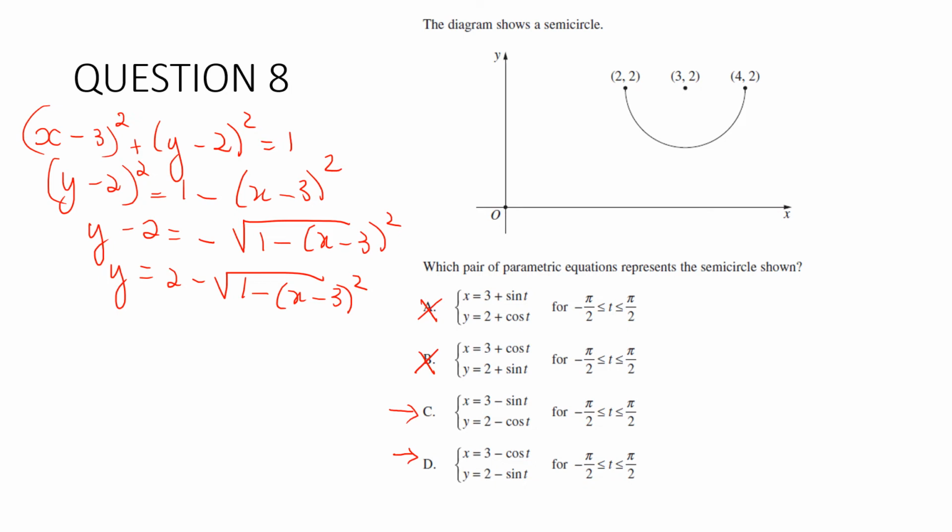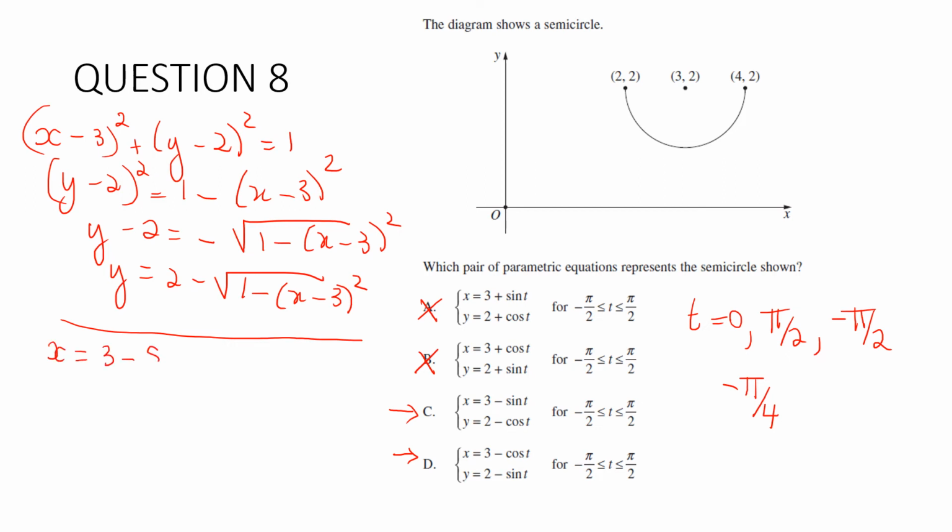Now I'll cut to the chase. If you put in t equals 0, you get nowhere. π/2, nowhere. -π/2, nowhere. But -π/4 does actually help. So let's do this. Starting with C, x = 3 take away sin(-π/4). And I've already done these calculations. This is 3.7. y = 2 take away cos(-π/4), and that's equal to 1.3.